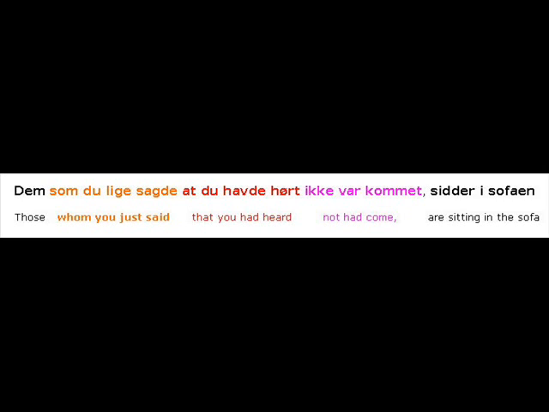Let's first have a look at a slightly complicated Danish sentence. That's my native language, which I found at a site called stonetranslation.com. Dem, som du lige sagde, at du havde hørt ikke var kommet, sidder i sofaen. Those whom you just said that you had heard had not come are sitting in the sofa. This is a perfectly valid sentence in Danish, and it exemplifies something called a sentence knot, sætningsknude in Danish.